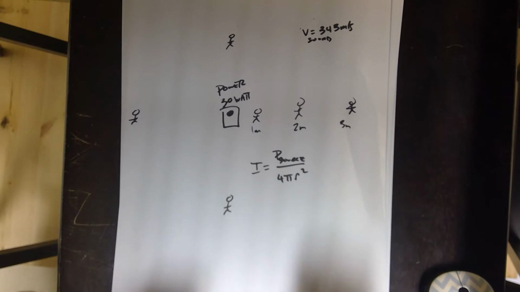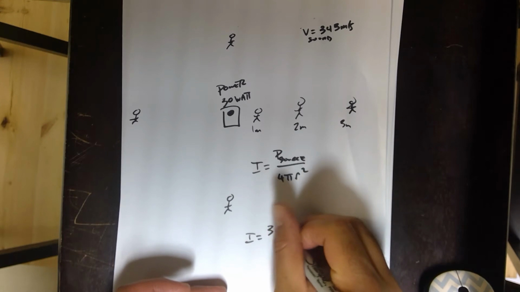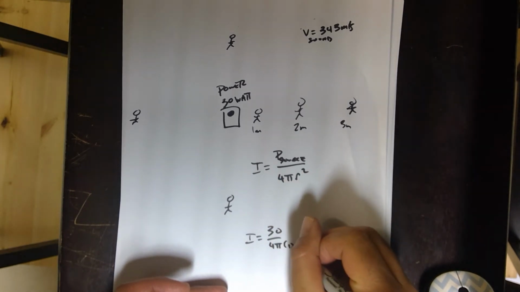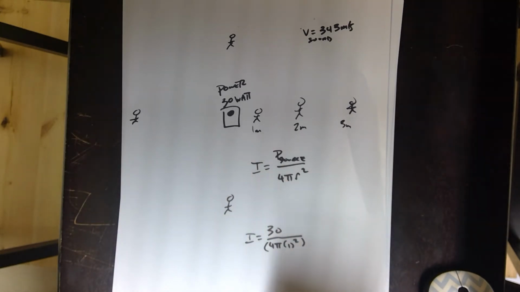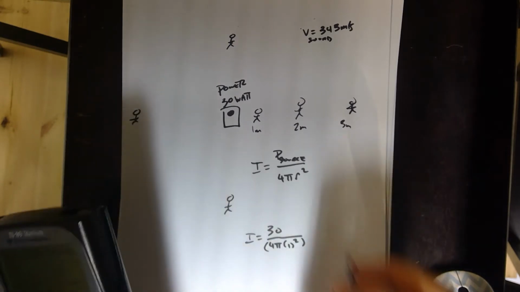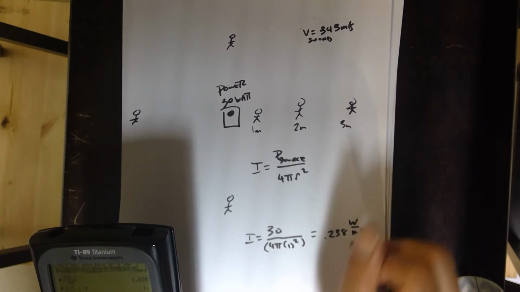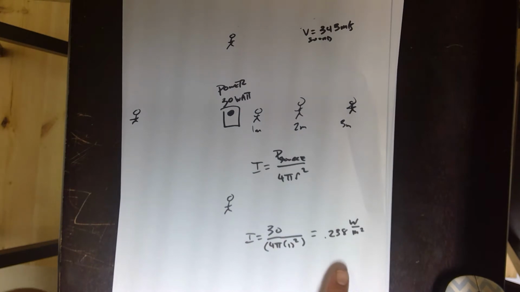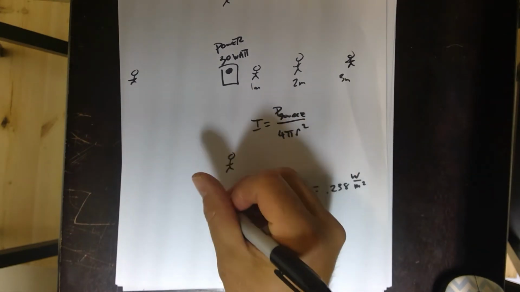They all are listening to a 30-watt speaker, but this person right here, it would be 30 watts over 4 pi times 1 squared. If you're doing this in your calculator, I highly suggest you put that whole denominator in parentheses so that you get your order of operations correct. And if I type in the numbers, let's see what we get. I get 0.238 watts per meter squared. That's our unit for intensity. Believe it or not, and we'll take a look at the decibel range in a little bit, that's really, really loud. That was for person 1.